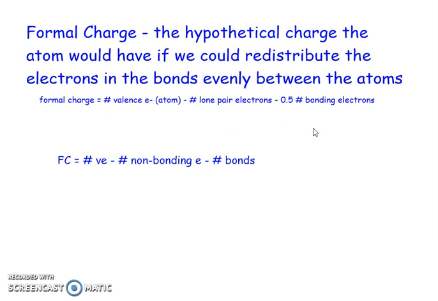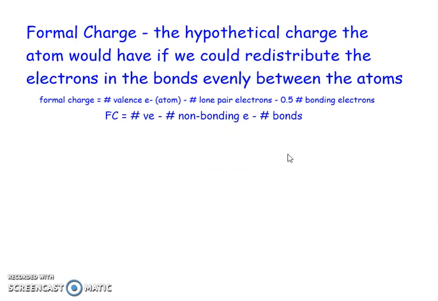Now, that equation is perfectly fine. I like to reword it a little bit when I think of it. I just find it a little bit easier. Formal charge is the number of valence electrons minus the number of non-bonding electrons, which is the same thing as the number of lone pair electrons, but with the word pair in there, it's not the number of pairs, it is actually the number of electrons. Minus 1/2 the number of bonding electrons is the number of bonds, because each bond uses 2 electrons. So whichever of those two equations you want to use, they're essentially the same thing.